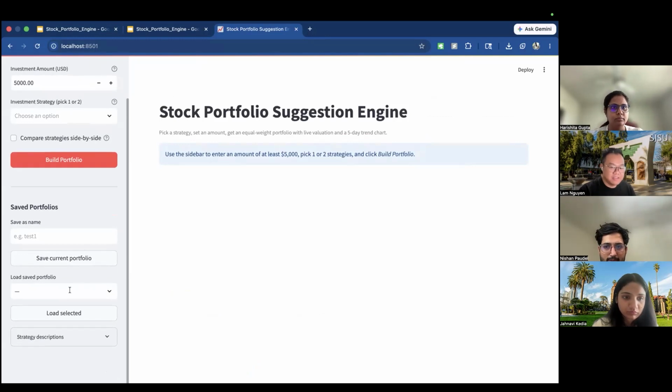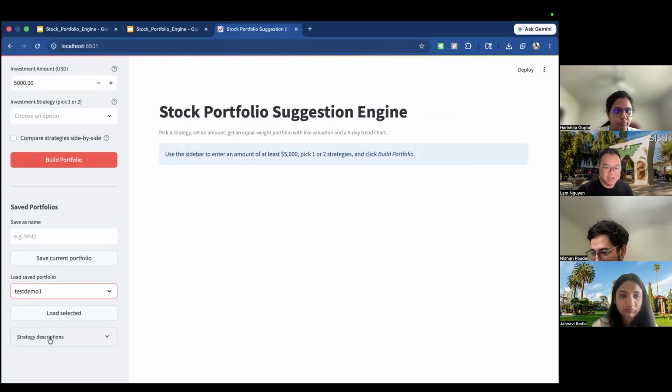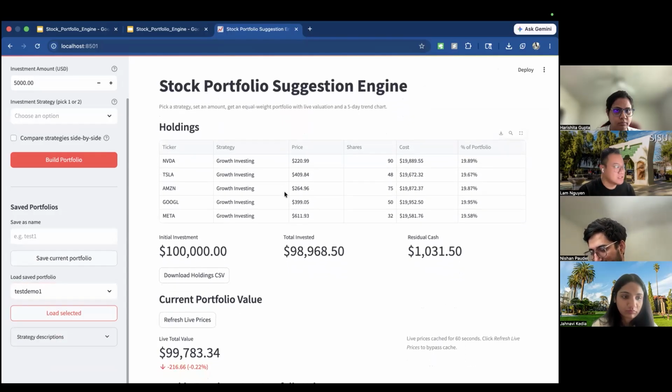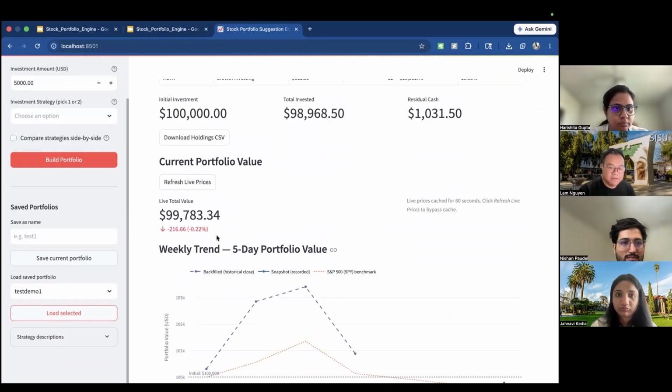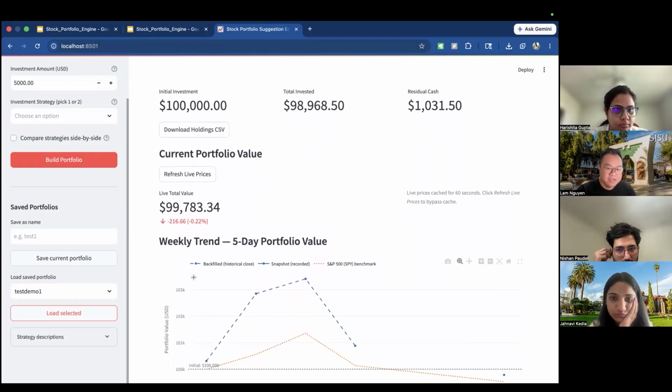So the app is back to the empty state. Now I'll open the load drop down. We can see there are multiple portfolios that we have saved before. Now we are going to select test demo 1 that we just saved earlier. So the portfolio is reloaded, the same five tickers. NVIDIA, growth investing, 220 price, and 20% of the portfolio is loaded. Everything is the same, and the current value is recomputed from live prices. So this proves the round trip was end-to-end.